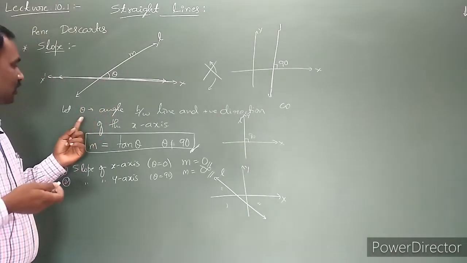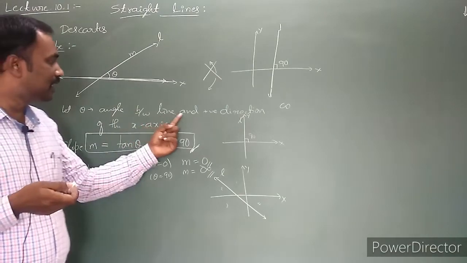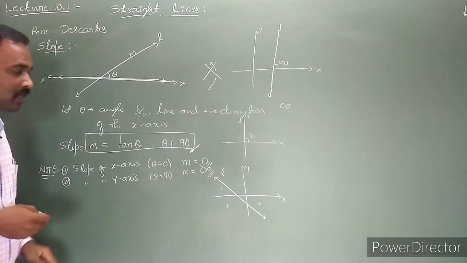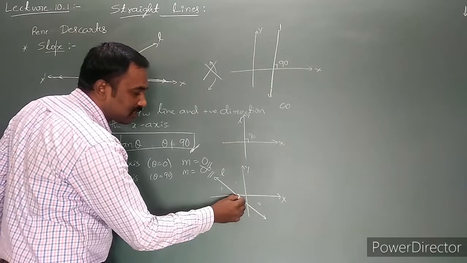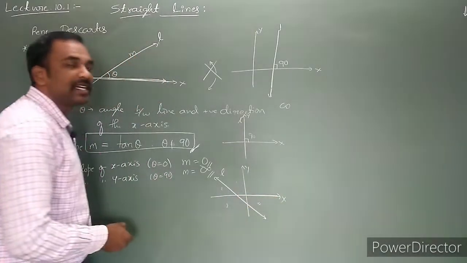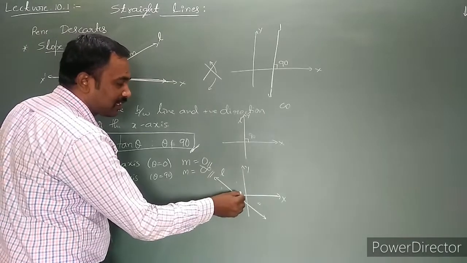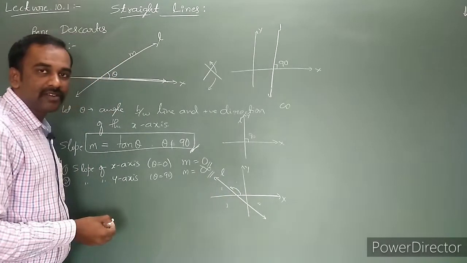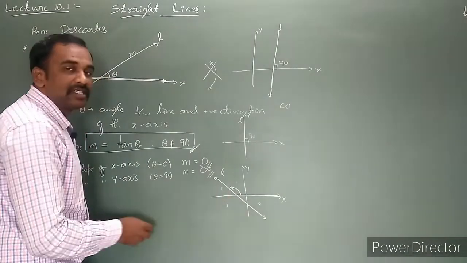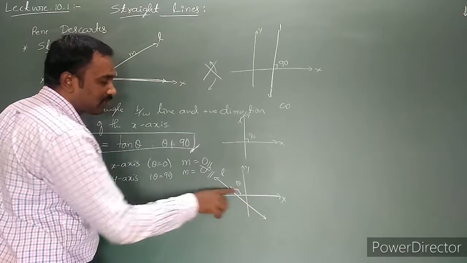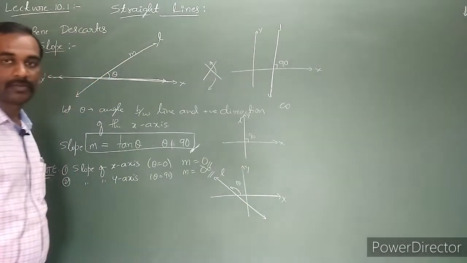Come to the condition. Theta is the angle between the line and the positive direction of the x-axis. What is the positive direction of the x-axis? The positive direction of the x-axis is here, and the line is here. Now, can I take that? This is the angle, the required angle. Yes, this is the required angle. So, we should not consider any other values.